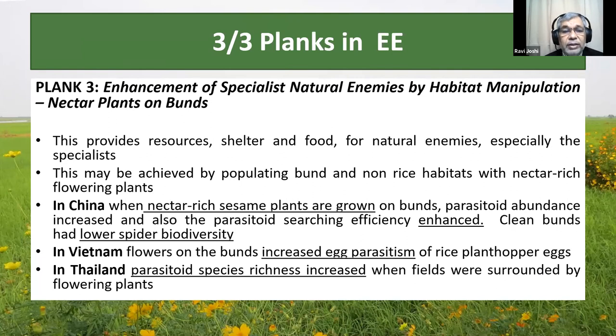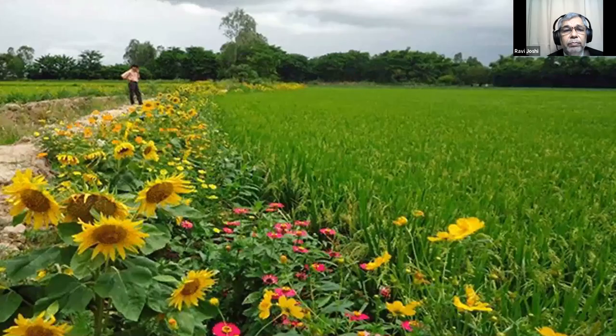And spiders are the major predators of rice pests in the rice ecosystem. The same thing in Vietnam, we have found that the bunds which have flowers have an increased level of parasitism of planthopper eggs. And in Thailand, we have also seen that the fields surrounded by flowering plants have higher biodiversity and abundance of natural enemies.